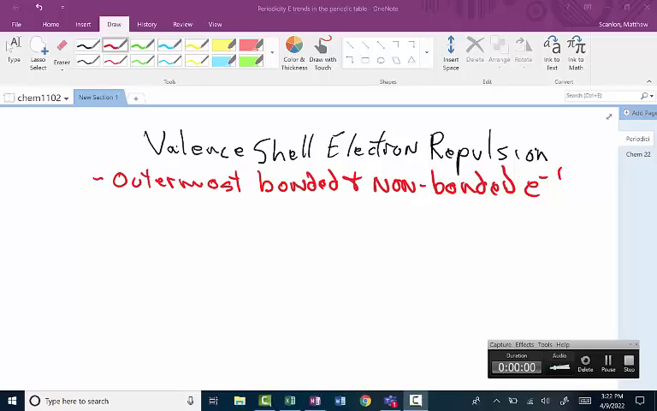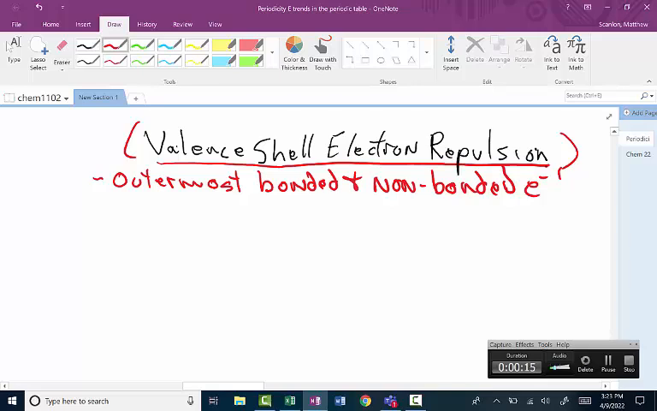This video is on Lewis structures and shape, and it's called valence shell electron repulsion theory. Essentially, what that says is if you have any atom with electron groups, pairs of electrons or bonds to another atom, we know that these electrons want to get as far away from each other as possible.